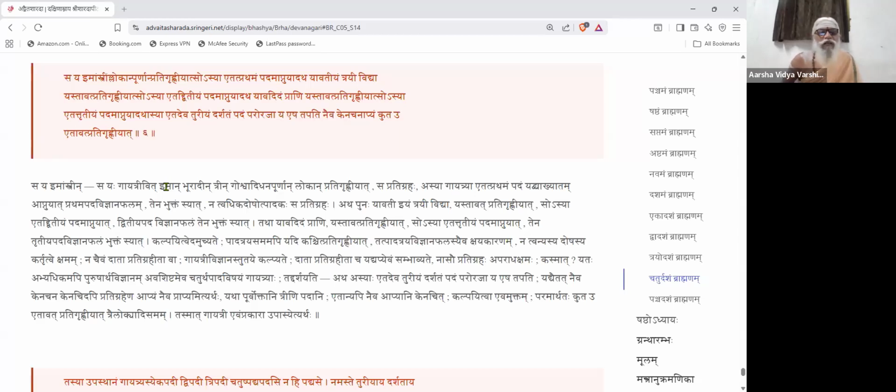Therefore, what he says, "Gayatri Vijnana Stutaye Kalpyate." So all these things have been said hypothetically only to praise the Gayatri Upasana, Vijnana Stuti. Because for the sake of praising the Gayatri Upasana, only these things have been said.